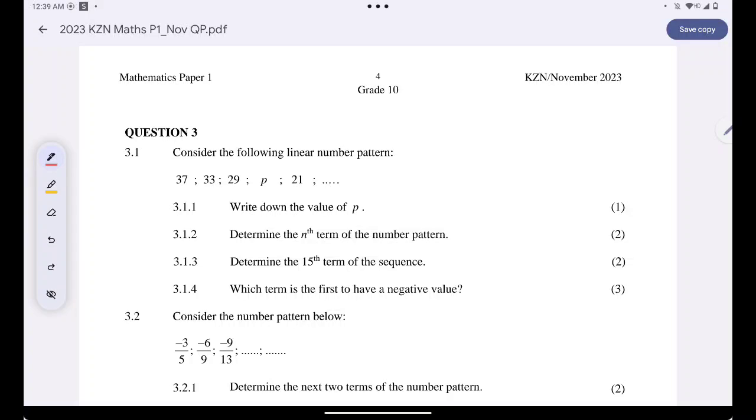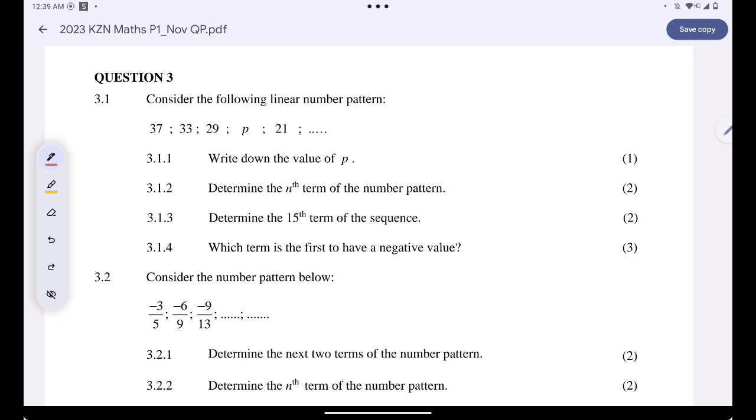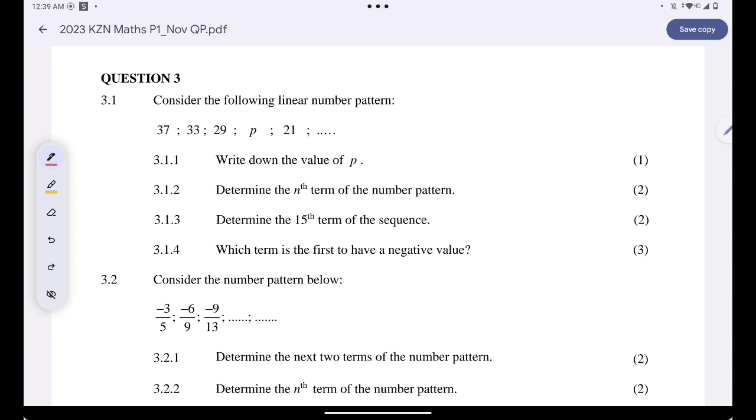Hello everyone. I'm about to do question 3 from the grade 10 mathematics paper 1 November question paper, which was written in the province of KwaZulu Natal. Okay, first question. I'm given a linear number pattern.